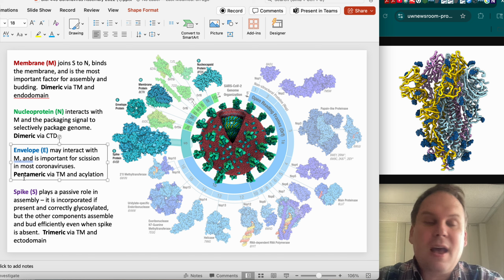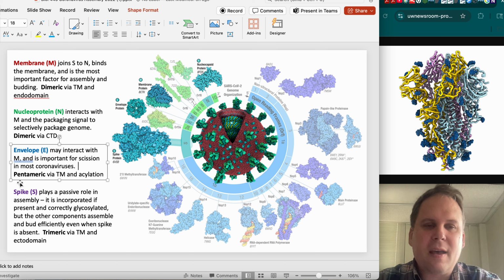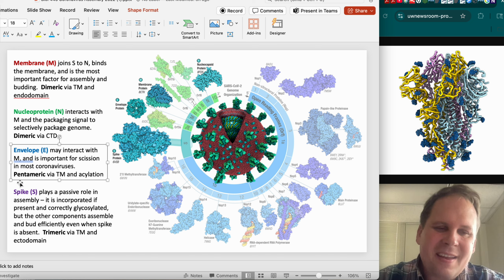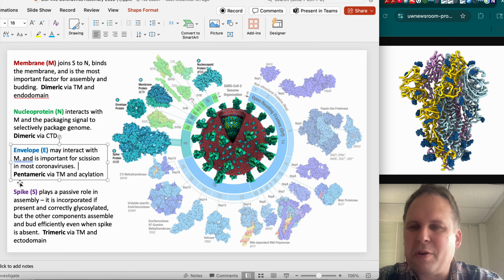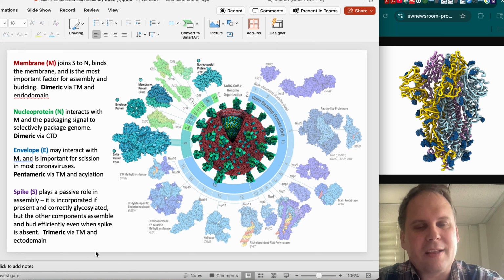That's E. On its own, E forms a pentamer, a little 5-sided ring that could let ions into the virion. If it's there, it may help a little bit, but people have shown that it actually doesn't matter for the efficiency of entry. So, yeah, it's probably not important. Or rather, the ion channel activity of E does not matter for entry.